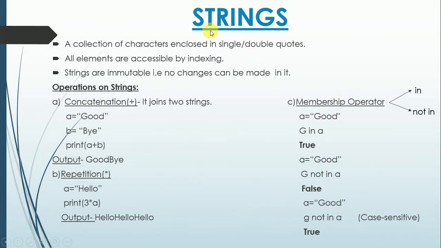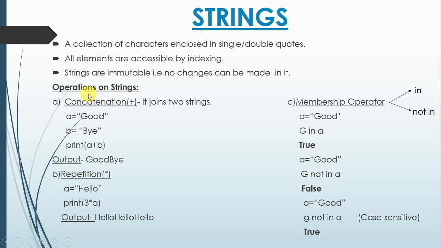Next topic is strings. A string is a collection of characters enclosed in single or double quotes. All the elements of the string are accessible by indexing 0, 1, 2, 3. If you start from the right side, it will be -1, -2, -3 and so on till the last number. The strings are immutable, that is, no changes can be made in it.